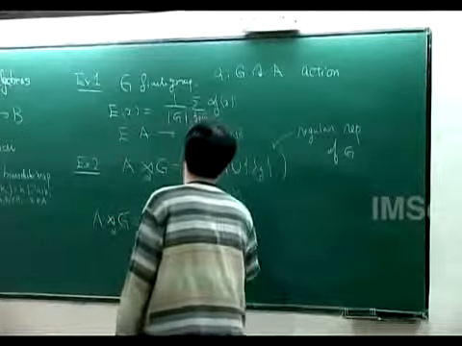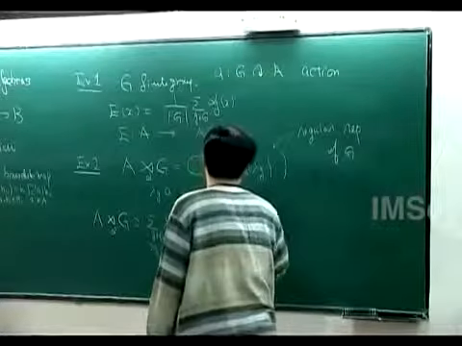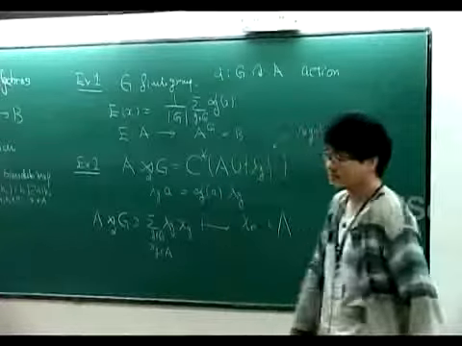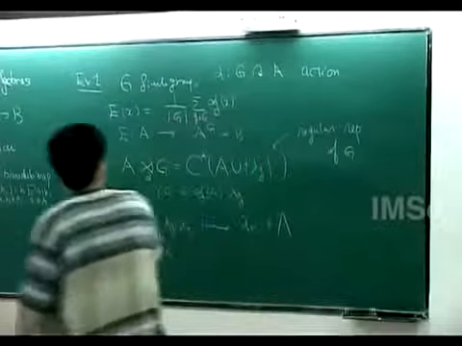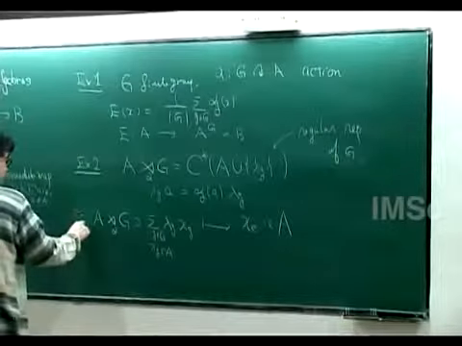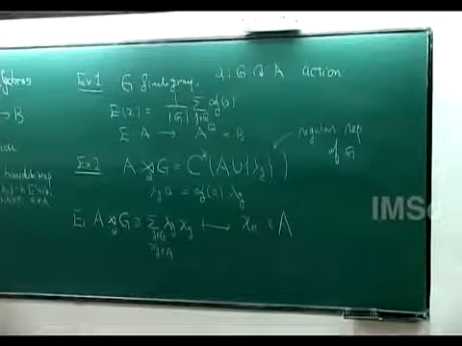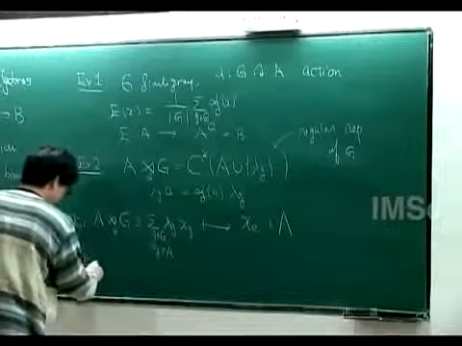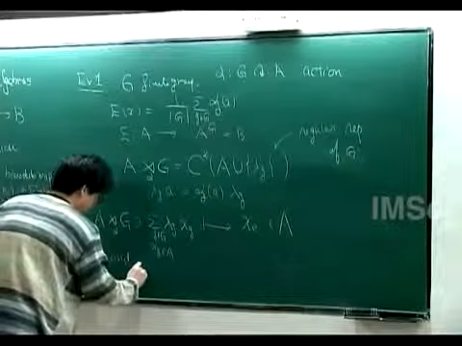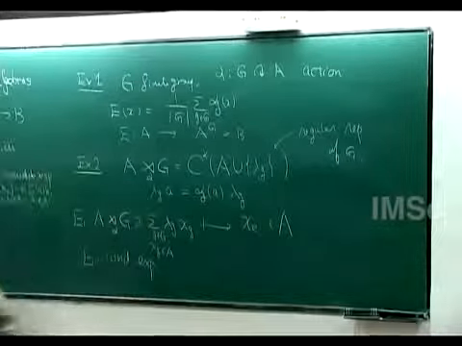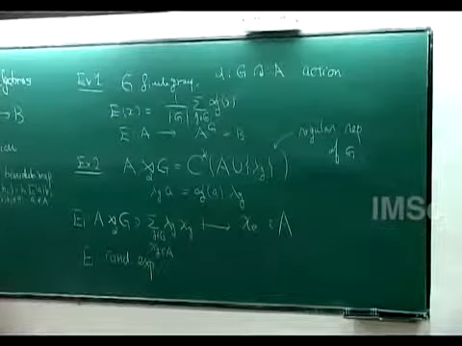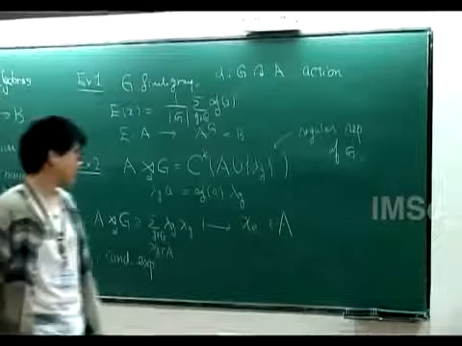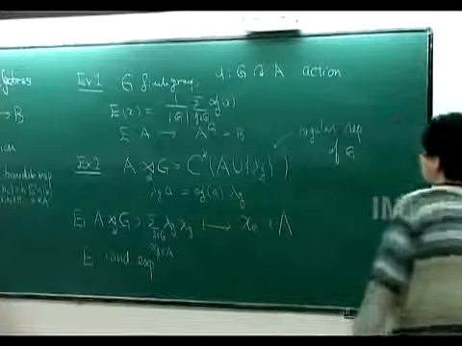Then you can consider this map, sending this to just this element. Let's call this map, say, E1. Then this is again a conditional expectation. So E1 is a conditional expectation. Again, it's easy to see that E1 satisfies these conditions. So these are typical examples.